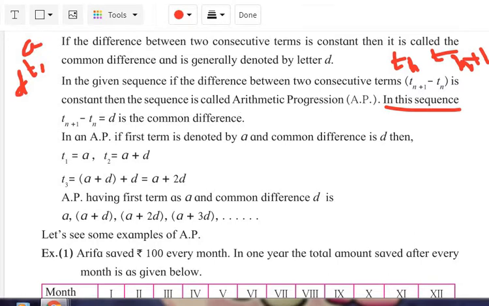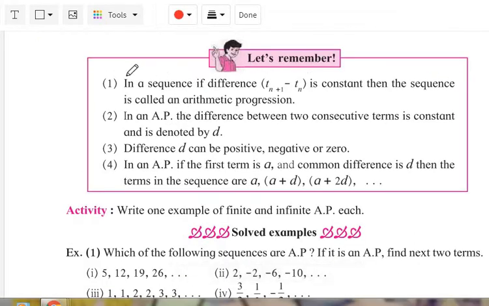Let us remember. In a sequence, if the difference Tn plus 1 minus Tn is constant, then the sequence is called an arithmetic progression. This is the definition of arithmetic progression. In an arithmetic progression, the difference between two consecutive terms is constant, and it is denoted by D. Difference D can be positive, negative or zero.